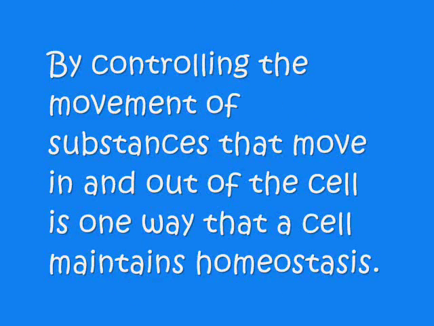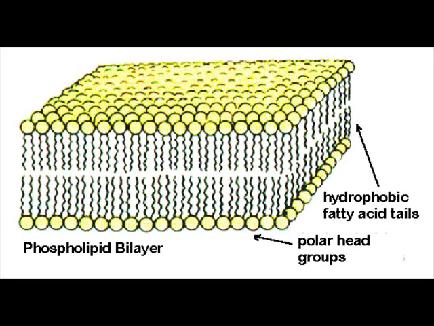Controlling the movement of substances in and out of the cell is one way that the cell maintains homeostasis. The cell membrane is made of a sea of phospholipids. A phospholipid is a specialized lipid made of a phosphate head and 2 fatty acid tails.